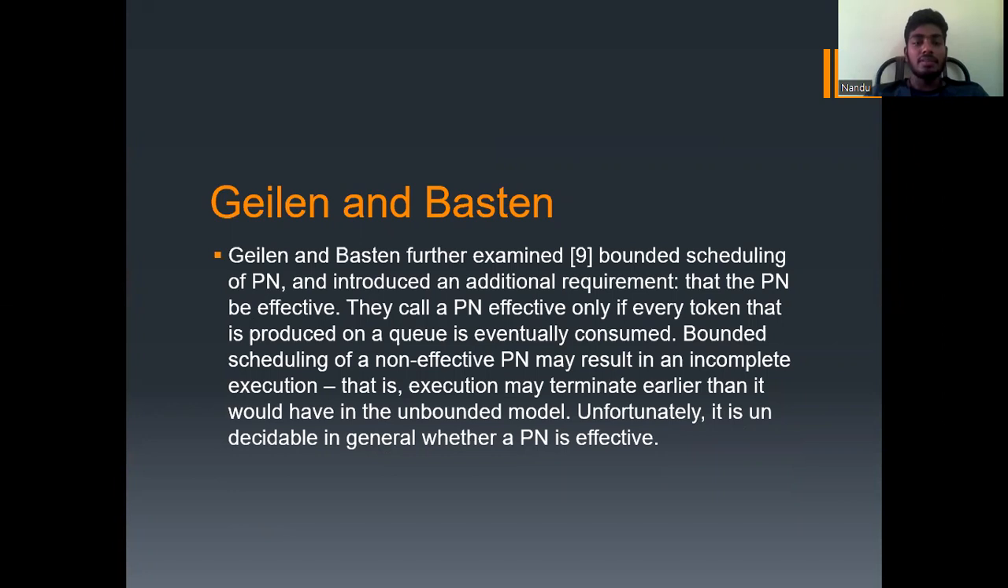Geilen and Basten further examined bounded scheduling of PN and introduced an additional requirement that the PN be effective. They call a PN effective only if every token that is produced on a queue is eventually consumed. Bounded scheduling of a non-effective PN may result in an incomplete execution. That is, execution may terminate earlier than it would have in the unbounded model. Unfortunately, it is undecidable in general whether a PN is effective.